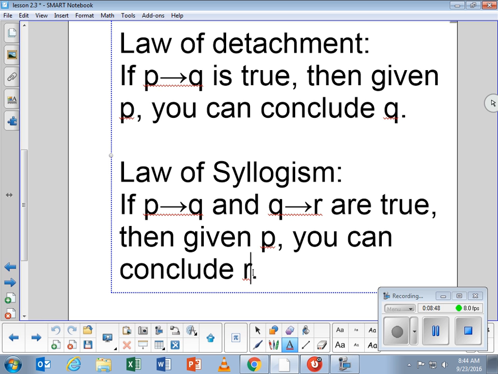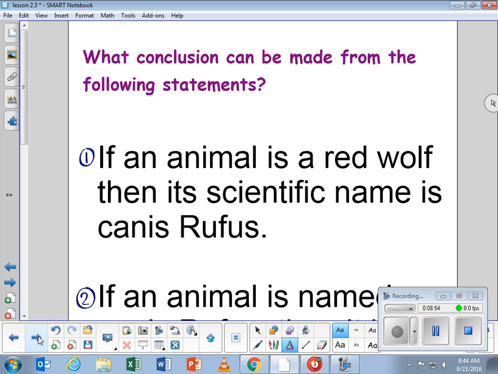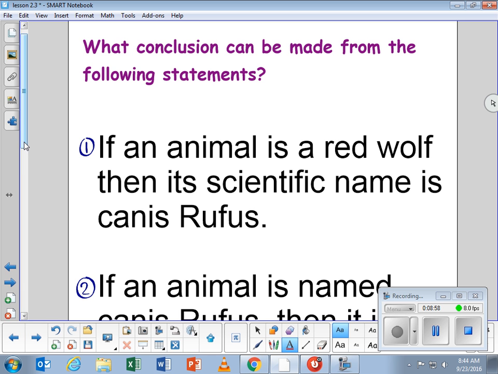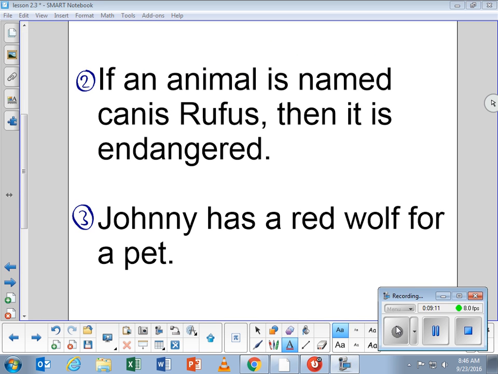All right, moving on. Anybody not finished copying this down? Okay, let's apply it. What conclusion can be made from the following statements? You should write the question down so you know what we're doing here. I'm going to pause this while you copy this down, and then we'll talk. Go ahead and copy down the rest of these statements.